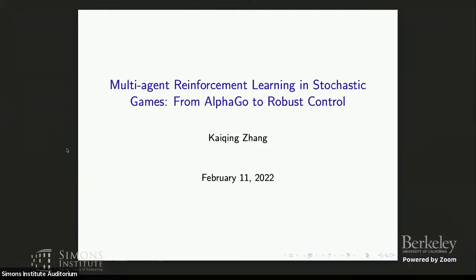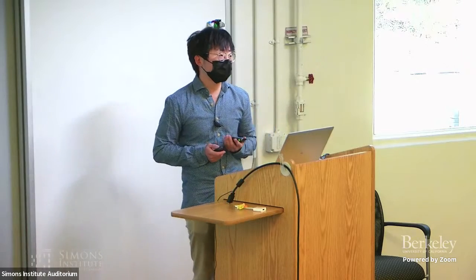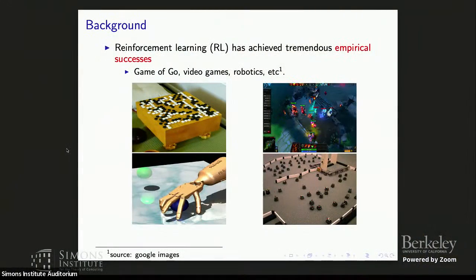Today I'm going to talk about multi-agent reinforcement learning, stochastic games from AlphaGo to robust control. As we know, reinforcement learning has recently achieved tremendous empirical successes, and many great applications include playing the game of Go, playing video games, or even the control of robotics. Therefore, there has been a resurgence of interest in the theoretical understanding of RL recently. People are trying to understand why RL methods may work.